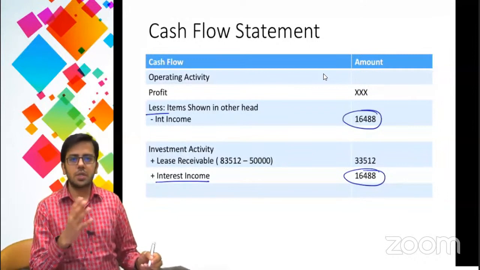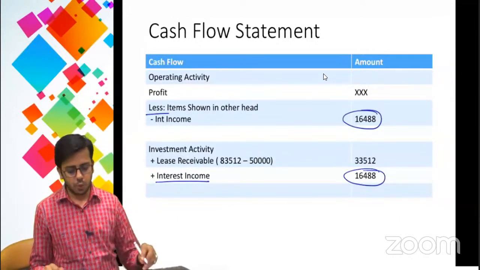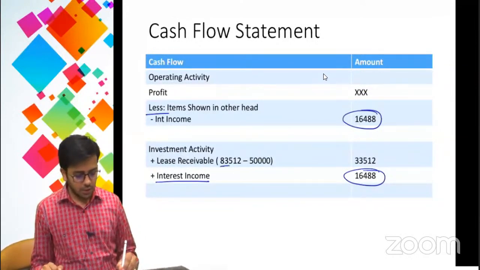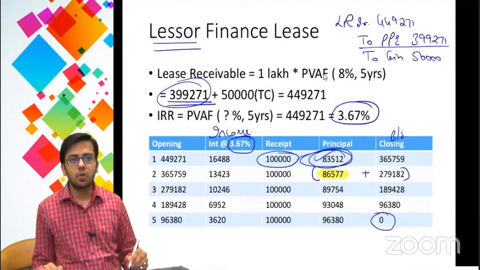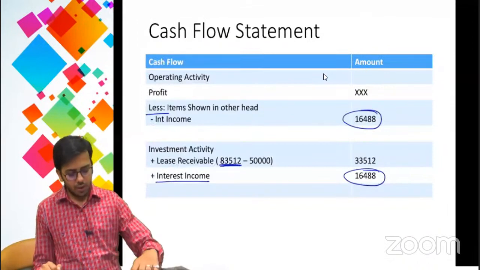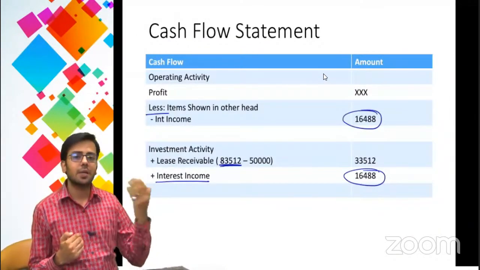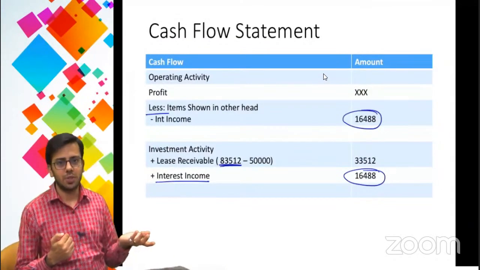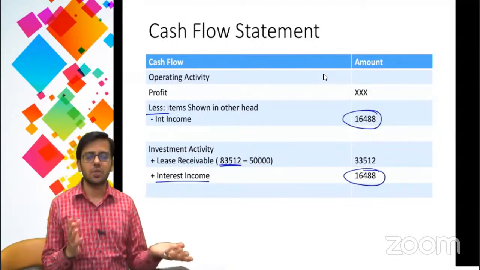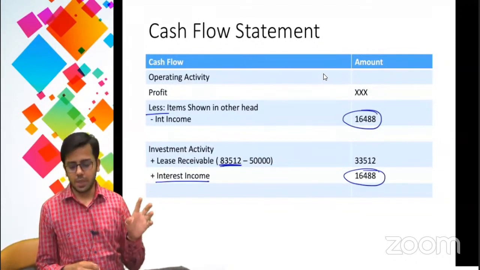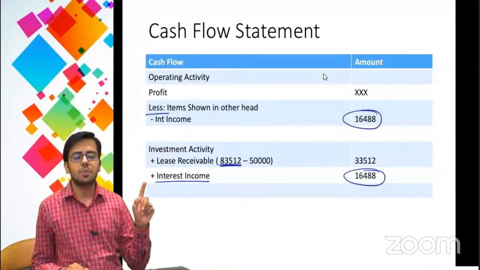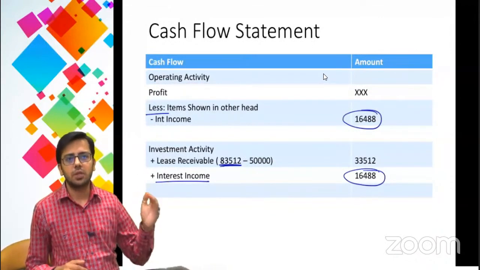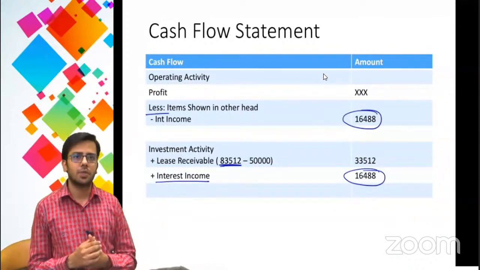The remaining amount was considered to be receipt of principal, receipt of lease receivables. So that was 83,512 received in the current year. This 83,512 we have received, and we have paid a transaction cost in the first year, 50,000 rupees, right? Only in the first year we have paid this 50,000. So the net amount is shown under the head investment activity. Remember, what we are showing over here is investment activity. So lease receivables 83,512 and we have paid 50,000, net 33,512 appears under the head investment activity.